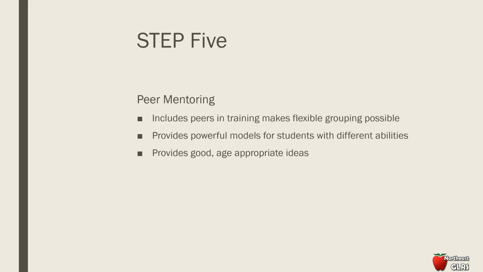Step 5 is peer mentoring. It includes peer training, and that makes flexible grouping possible. It provides powerful models for students and good age-appropriate ideas. So this goes back to what we discussed on self-realization, or knowing one's strengths and what one is capable of. We achieve this by acting on knowledge of ourselves to capitalize on our strengths, and that is influenced by the evaluation of others and how we compare ourselves to others. So by involving typically developing peers as mentors, it's a good piece of the intervention that can help us analyze where we are in terms of our strengths and areas that we need to try to accommodate and persevere.